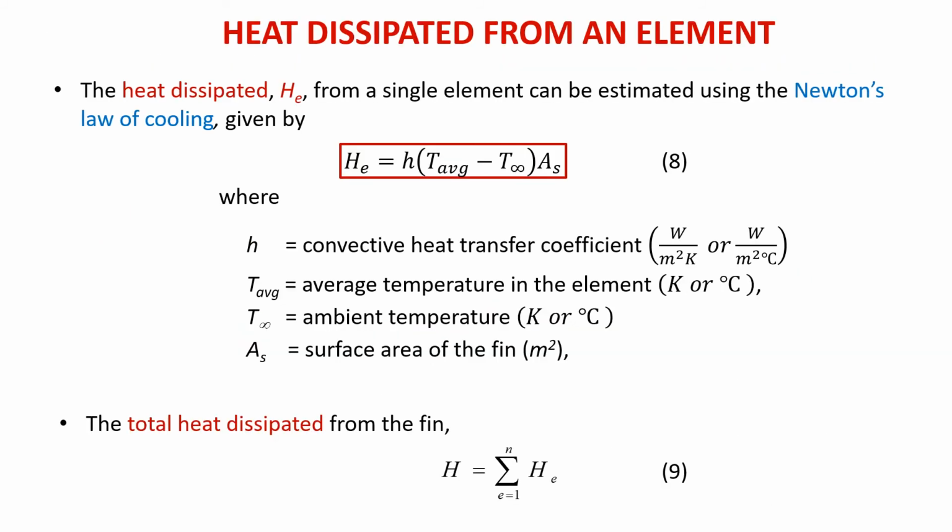As mentioned before, our second objective in this topic is to determine the total heat dissipated from the fin. Therefore, the heat dissipated from a single element can be estimated using Newton's law of cooling, as shown in equation 8, that will give the heat dissipated in unit watt. In order to determine the total heat dissipated from the fin, we just need to get the summation of the heat dissipated from all elements as shown in equation 9.